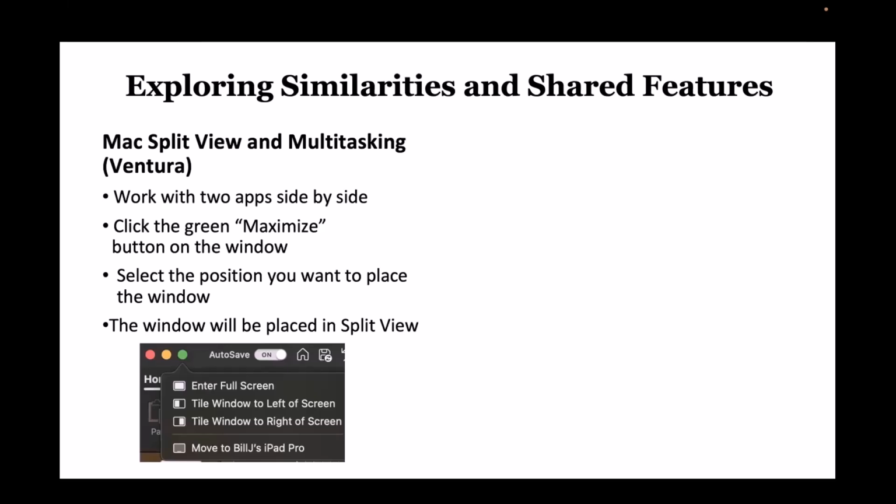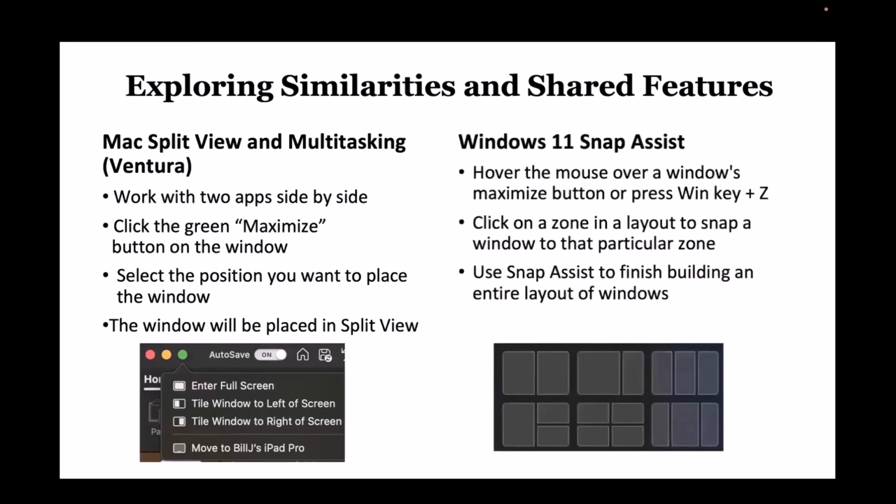To do so on Windows, you'll want to use the Windows 11 Snap Assist. You hover your mouse over the window's Maximize button or press Windows key plus Z. Click on a zone in a layout to snap a window in that particular zone. Use Snap Assist to finish building an entire layout of windows.